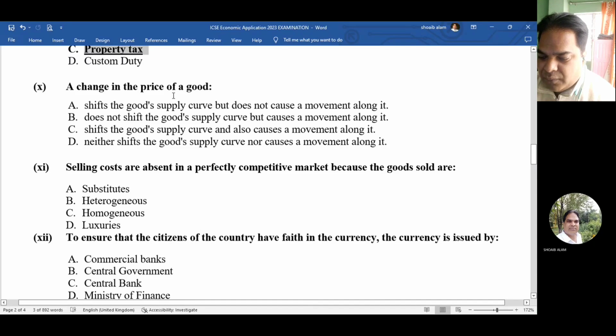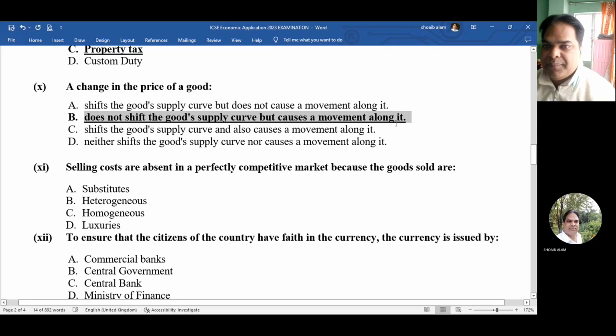Now number 10. A change in the price of goods: A, shifts the good's supply curve but does not cause a movement along it; B, does not shift the good's supply curve but causes a movement along it; C, shifts the good's supply curve and also causes a movement along it; D, neither shifts the good's supply curve nor causes a movement along it. So what will be the correct answer? Accordingly, the correct answer will be B. Okay, B is the correct answer.